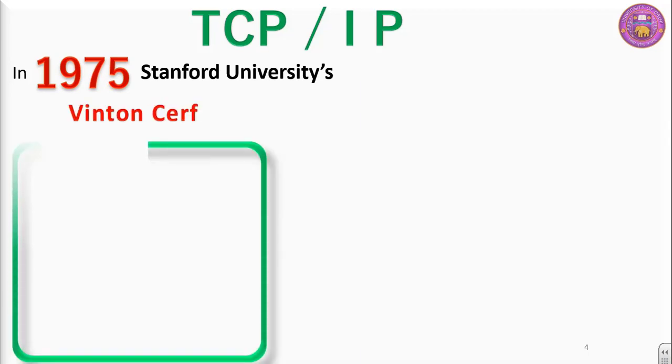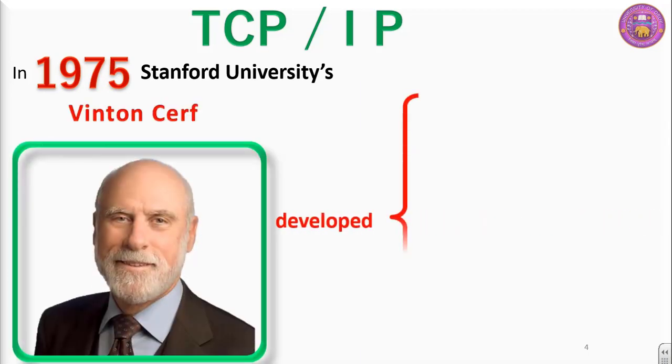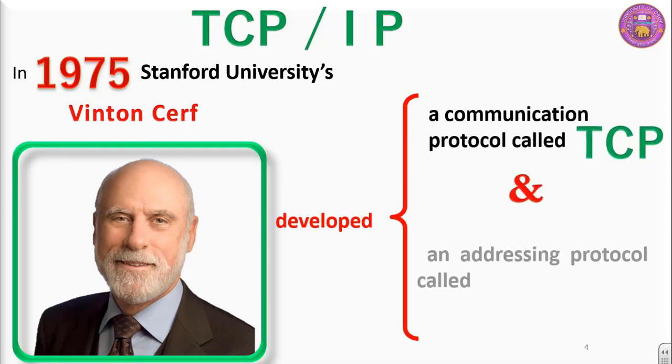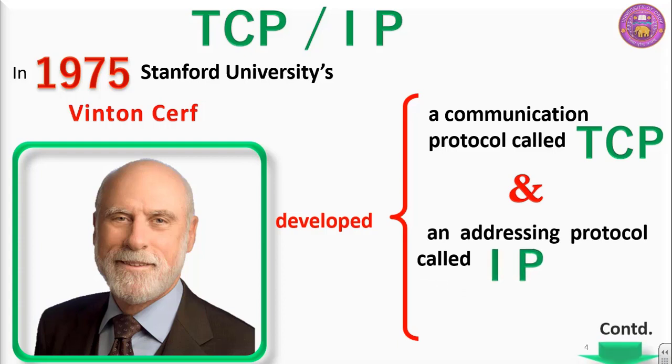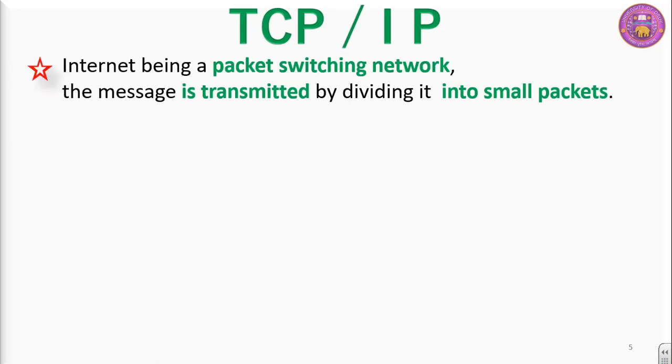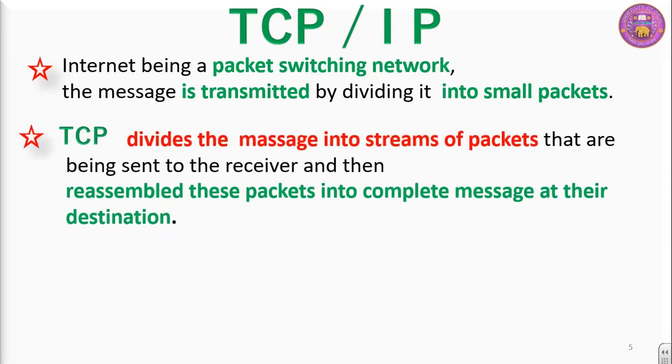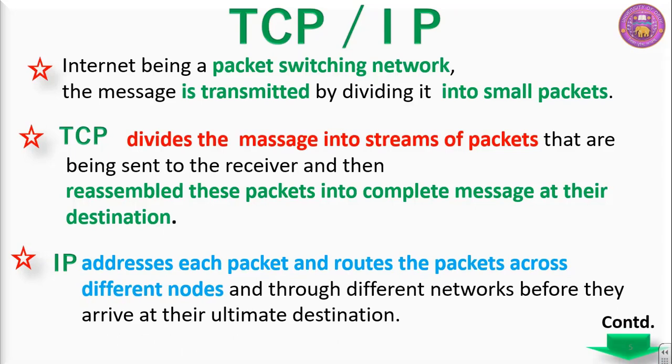In 1975, Stanford University's Winton Cerf developed a communication protocol called TCP and an addressing protocol called IP. Internet being a packet switching network, the message is transmitted by dividing it into small packets. TCP program divides the message into a stream of packets that are sent to the receiver and then reassembles these packets into the complete message at their destination. IP addresses each packet and routes the packet across different nodes and through different networks before they arrive at their ultimate destination.